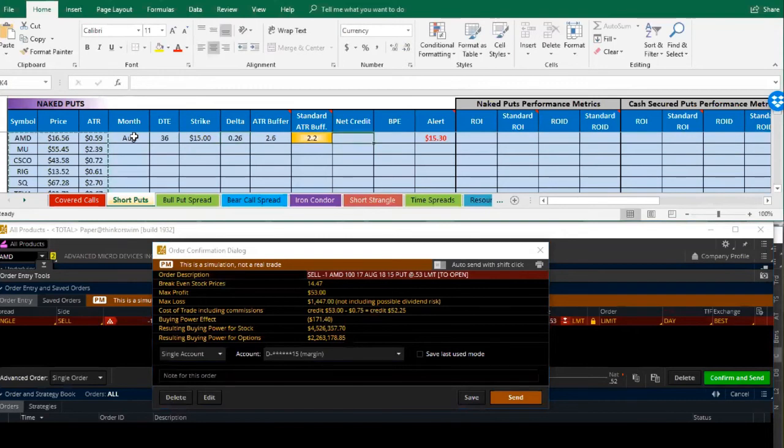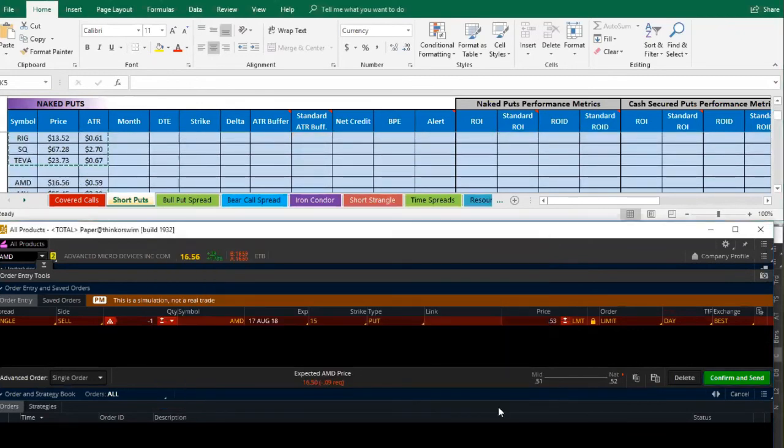The net credit is 53, and the buying power effect is 171. And let's put in 0.53 and 171. See here, nope, 53 and 171. Now I want you to look at this right here, okay? If we put this trade on based on the margin, we have a potential 31% return, okay?